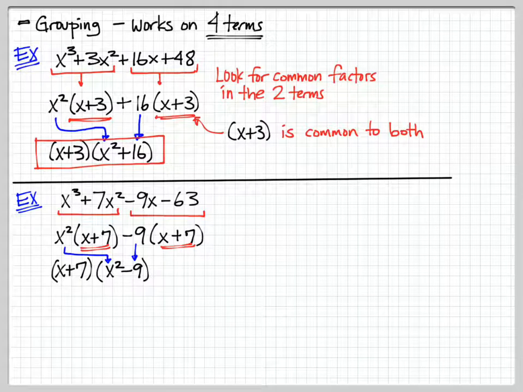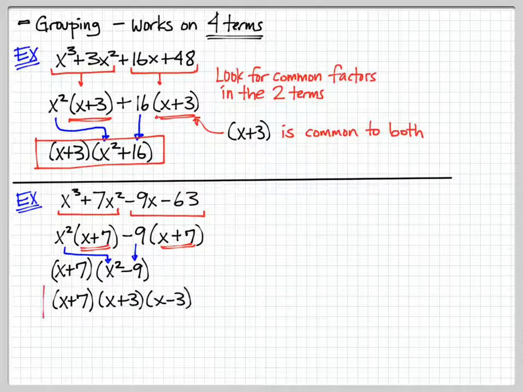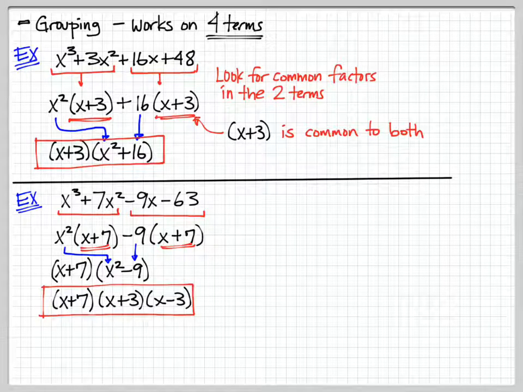Now, again, we're not done yet. We can recognize that this is a special pattern. This is a difference of squares, difference of perfect squares. So we can rewrite this now in a final factored form: x plus 7 times x plus 3 times x minus 3. So that's grouping.